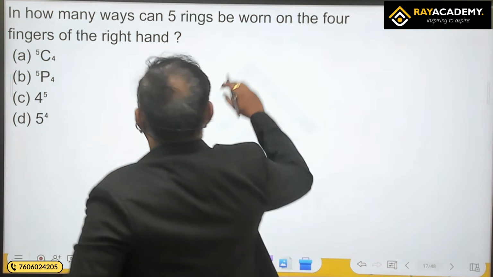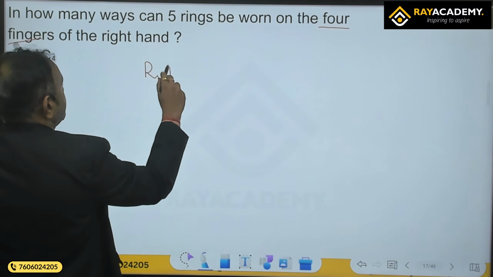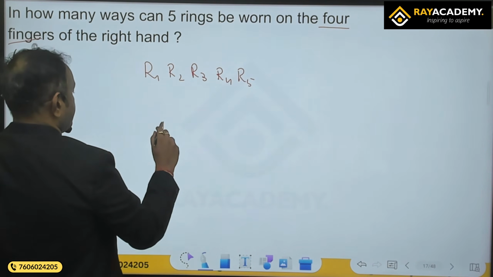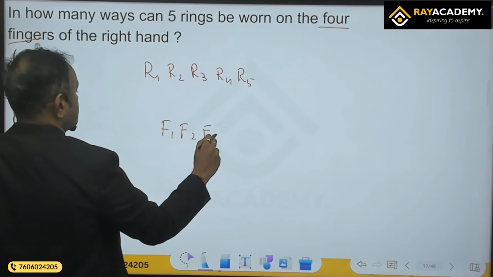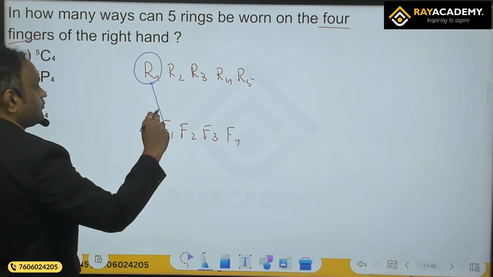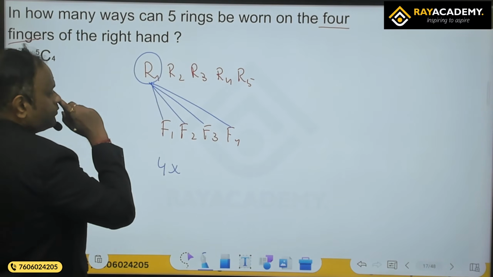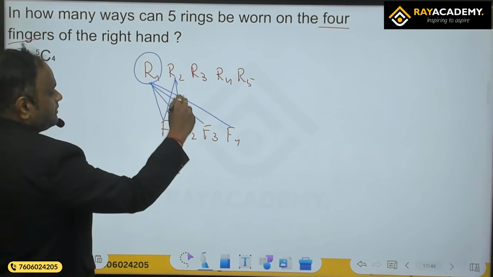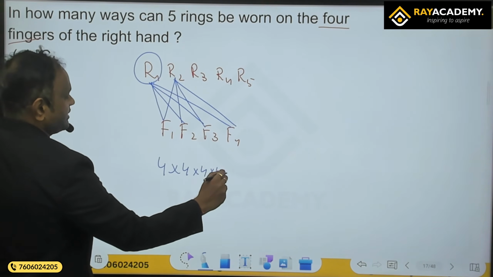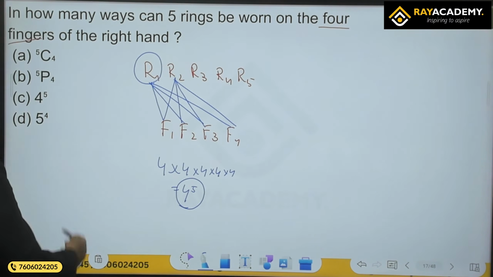5 rings, actually 4 fingers are given. So these are ring 1, ring 2, ring 3, ring 4, ring 5, and finger 1, finger 2, finger 3, finger 4. If you see, ring 1 can be put in any of the 4 fingers, so 4 different ways. What about ring 2? Ring 2 also the same, 4 different ways, any finger can be fit. Similarly ring 3, ring 4, ring 5. So the answer is 4 to the power 5.